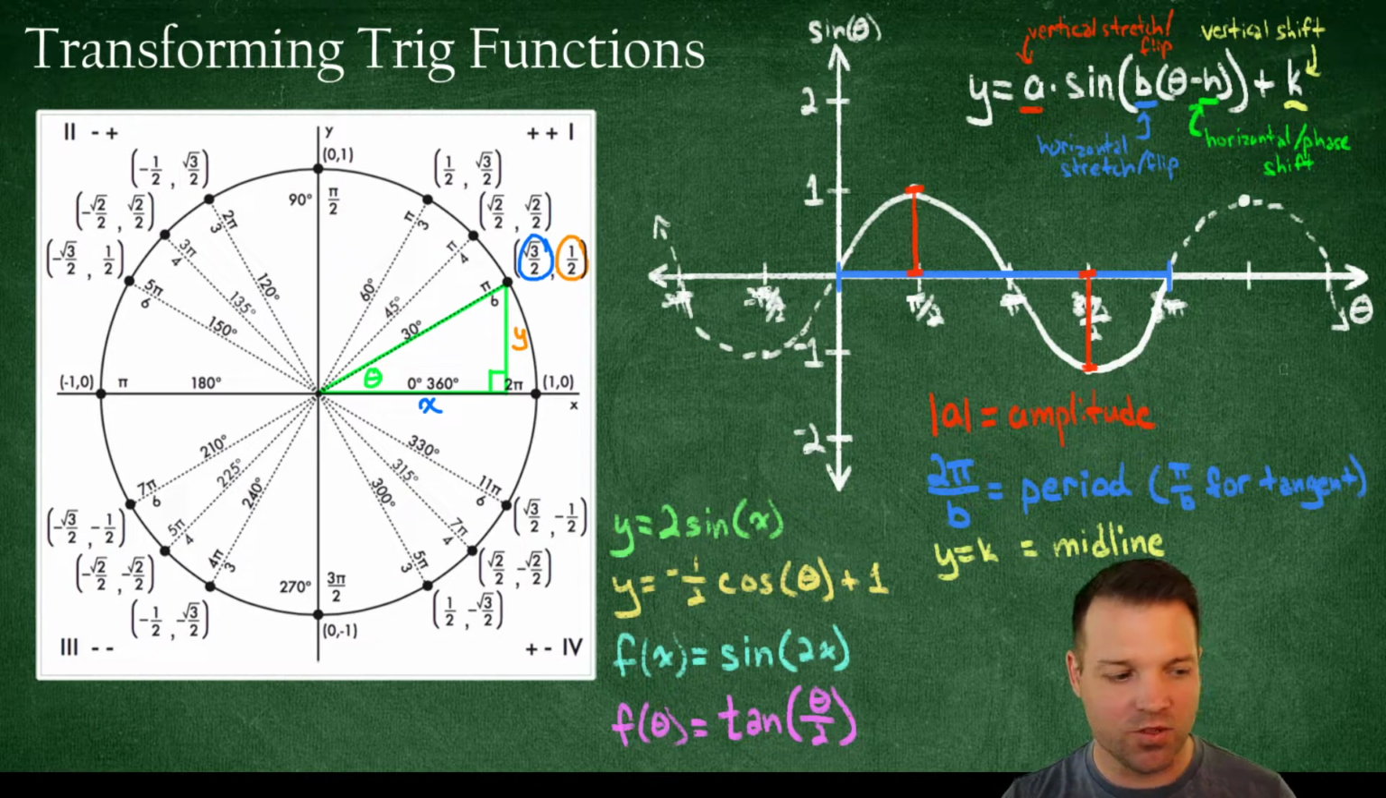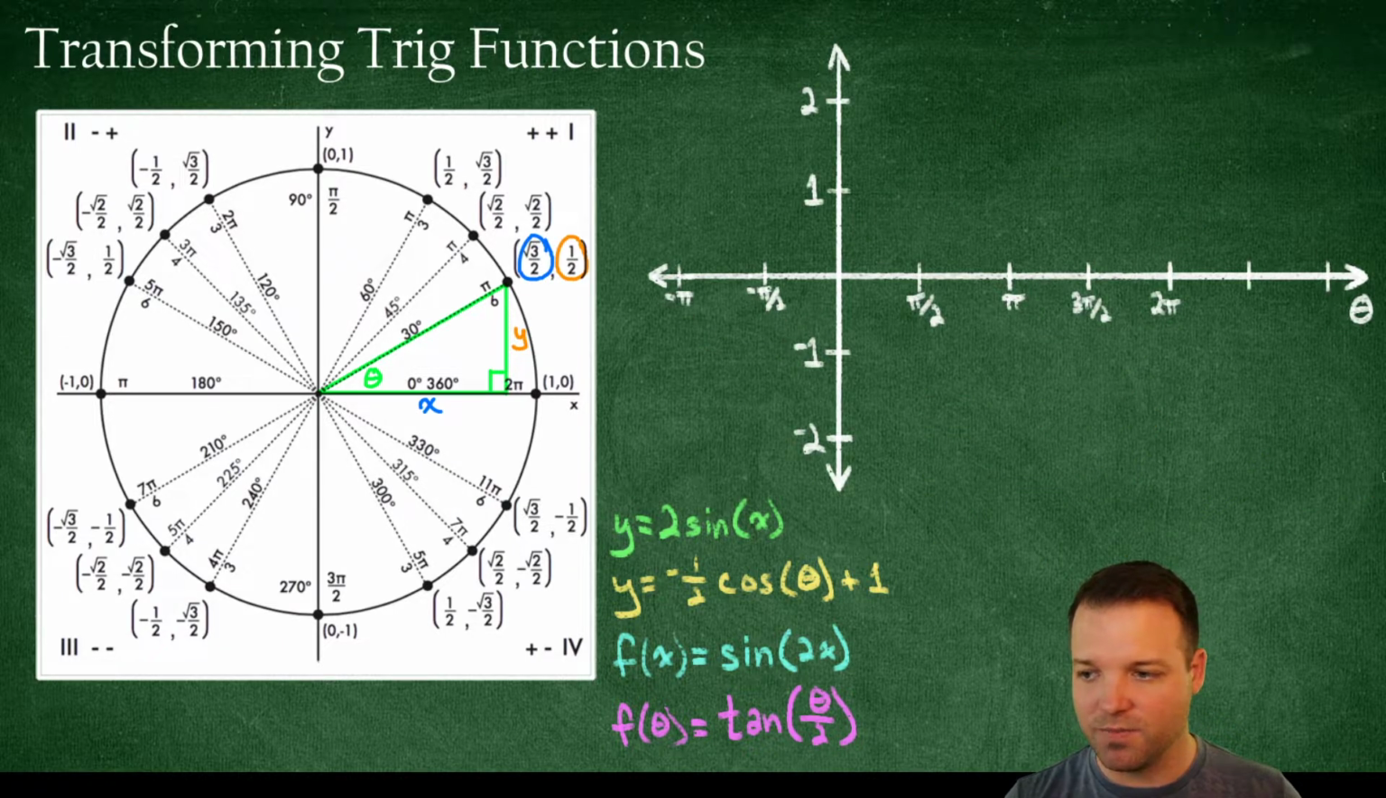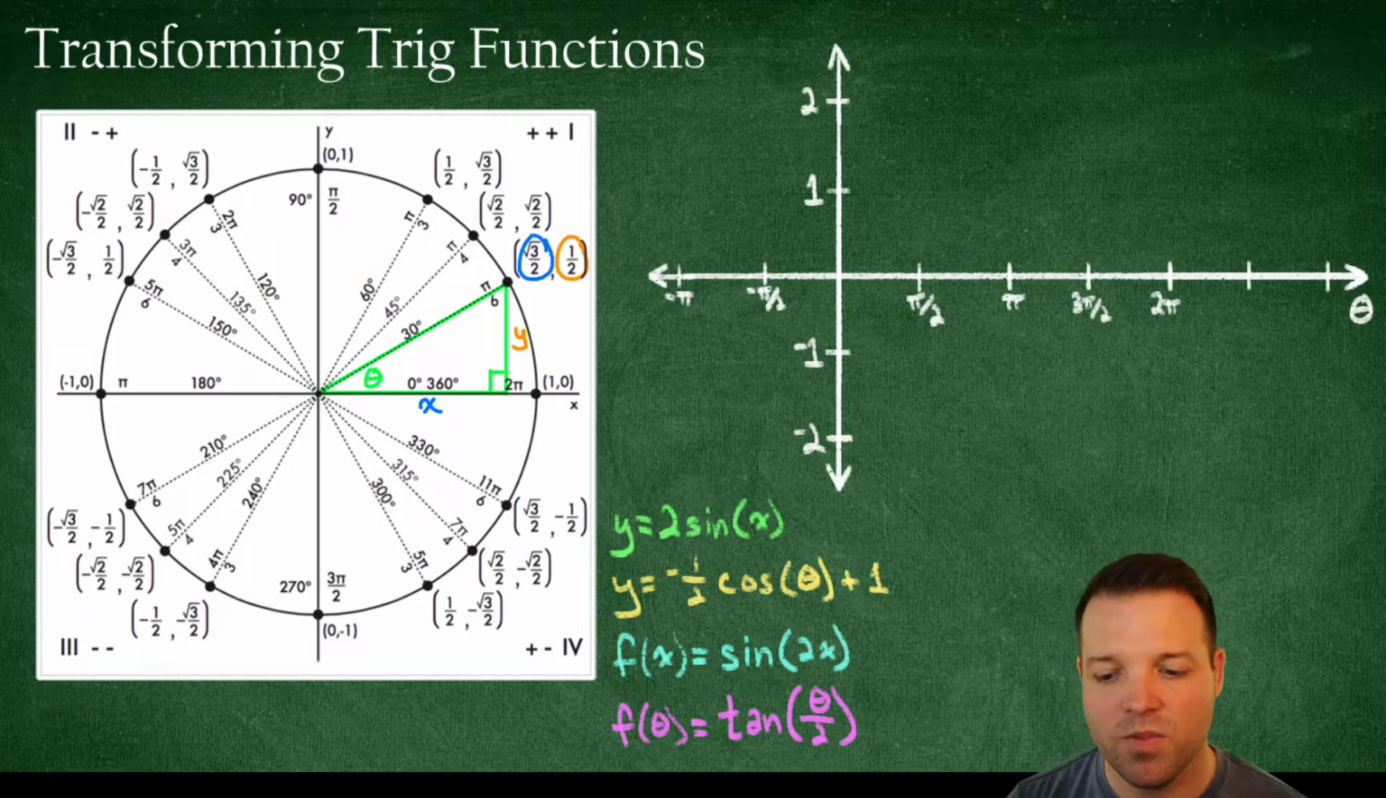And so let me bring those up over here. So the 4 problems are going to be, let me get this out of the way, y is equal to 2 times the sine of x, y is equal to negative 1/2 times the cosine of theta plus 1. And by the way, x, theta, z, whatever, it doesn't matter. You can name these variables whatever you want, but we know that what we're plugging in is the angle, okay?